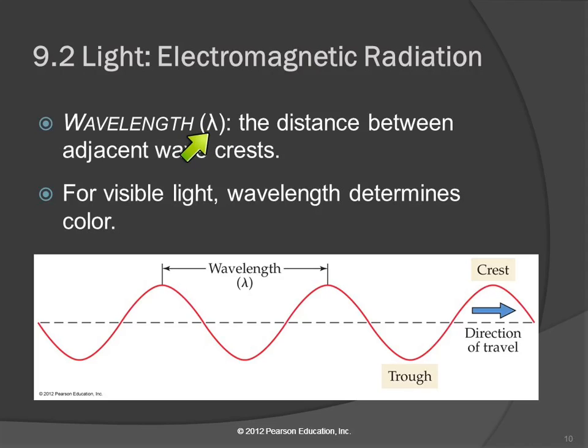It's a Greek letter. For visible light, the wavelength of the light determines what color it is. So when we see red or yellow or blue, we're seeing light that has different wavelengths, and our eyes detect that and send messages to our brain that we interpret as color.